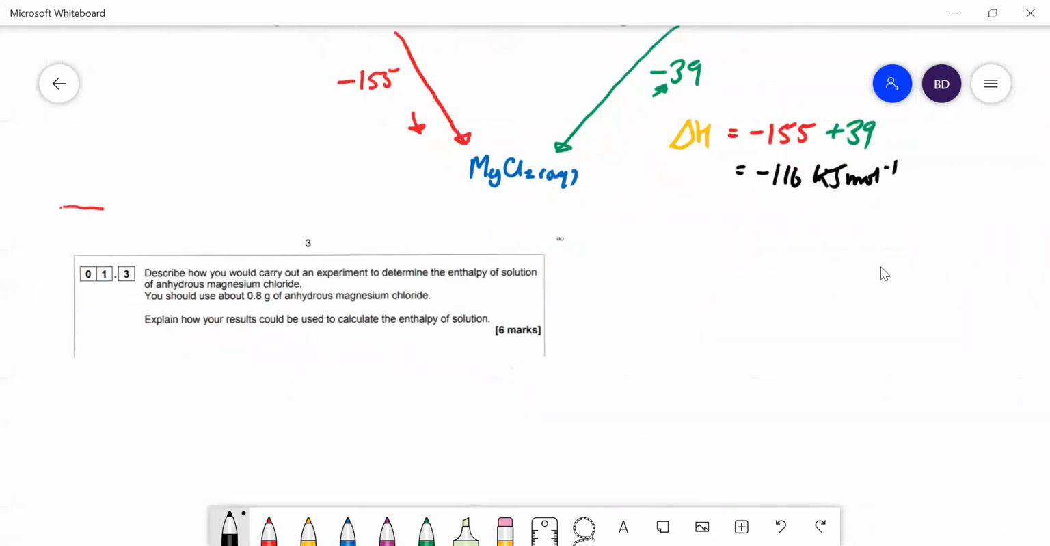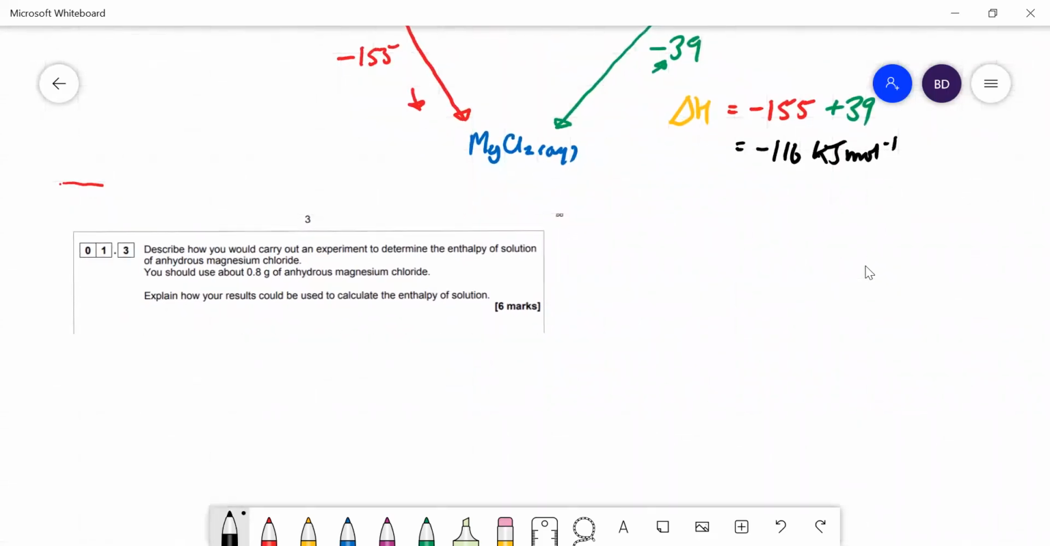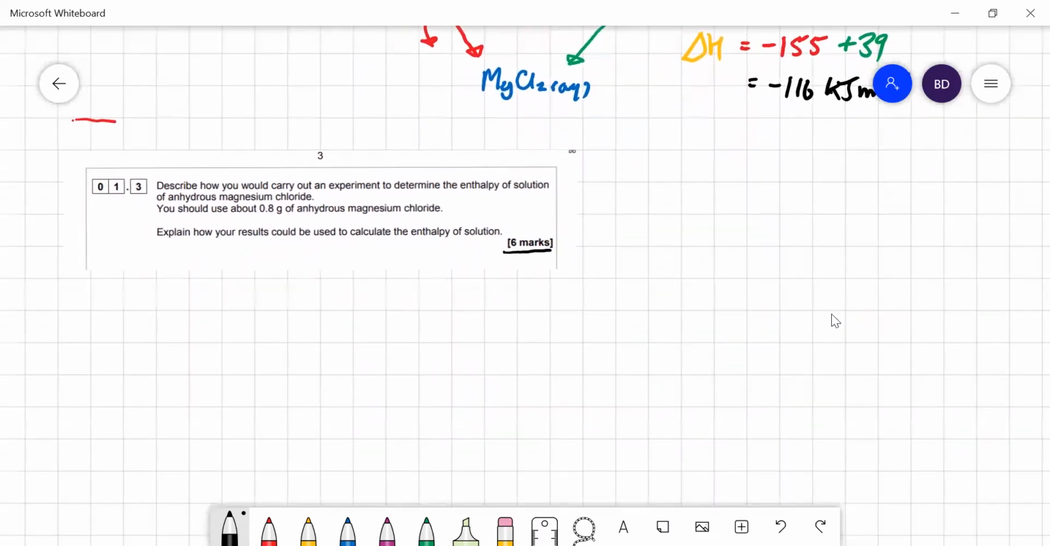Right, 1.3. Describe how you carry out an experiment to determine the enthalpy of solution of anhydrous magnesium chloride. Okay, this is a 6-mark question. And you should use about 0.8 grams of magnesium chloride, and explain how your results could be used to calculate the enthalpy of solution. So again, you've done this in a required practical, so this is why they want you to give the details.